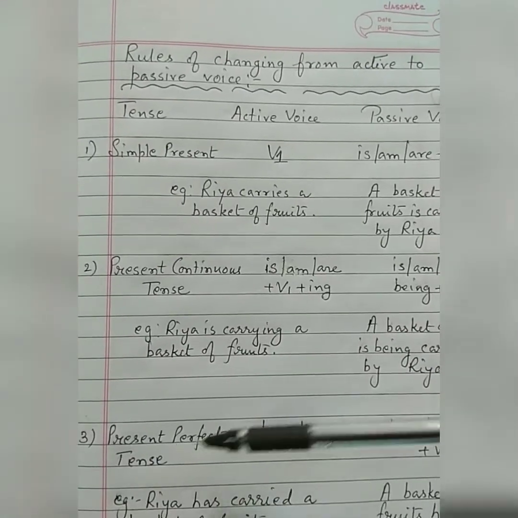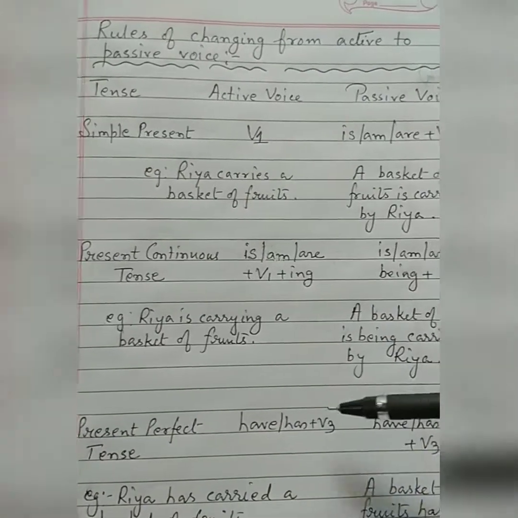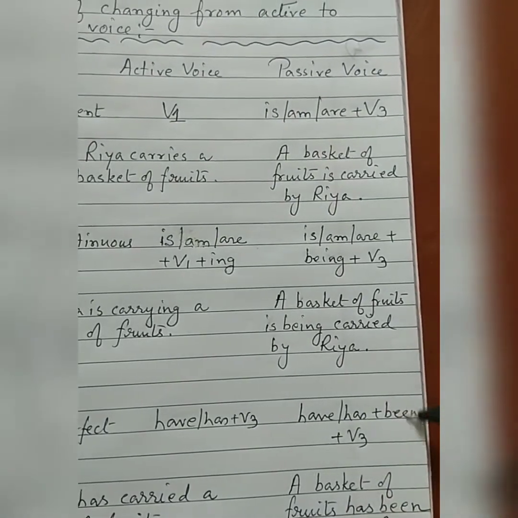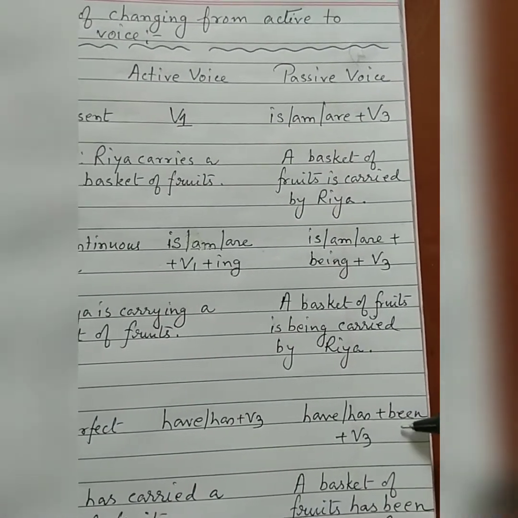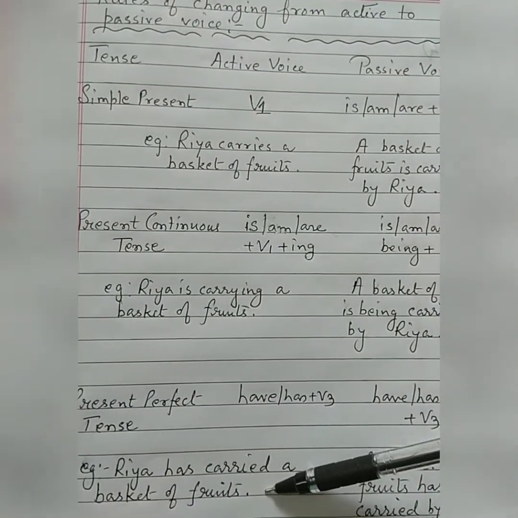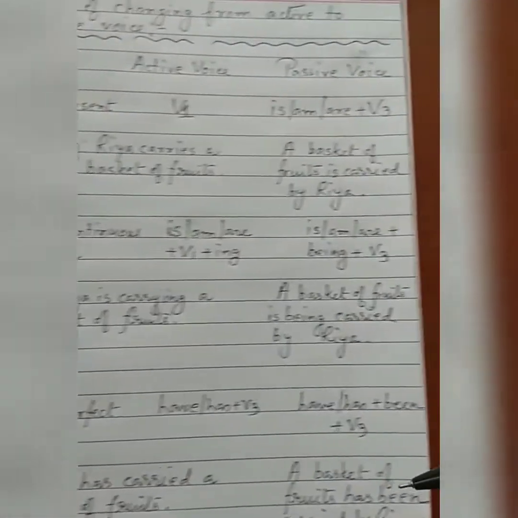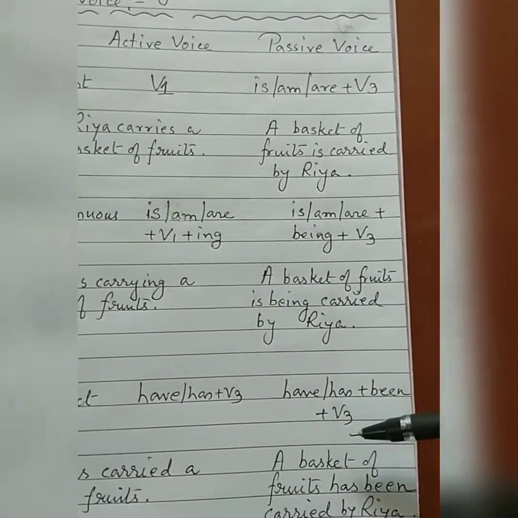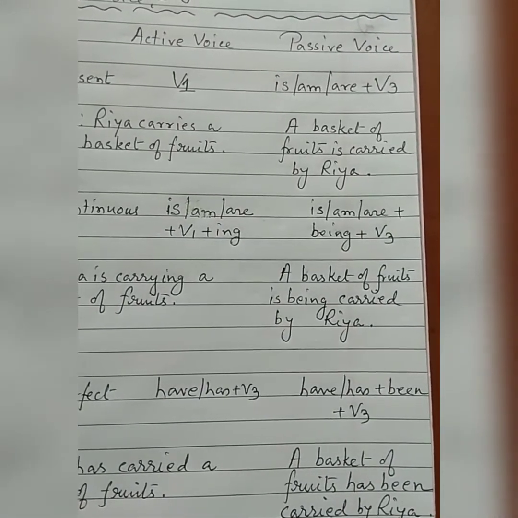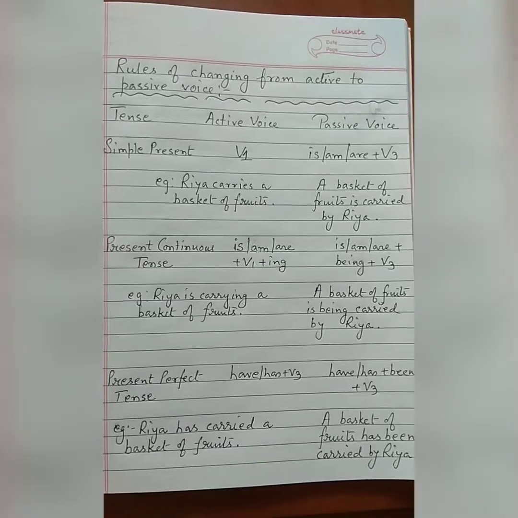Next, come to the present perfect tense. In present perfect tense we use have or has plus V3. It will be changed to passive voice as have or has plus V3, and extra here we are using been, B-E-E-N. Example, Ria has carried a basket of fruits. This is the present perfect tense, has carried, V3. So in the passive voice, the object will come first: a basket of fruits has been carried by Ria. So as I told you, only been extra we are adding.